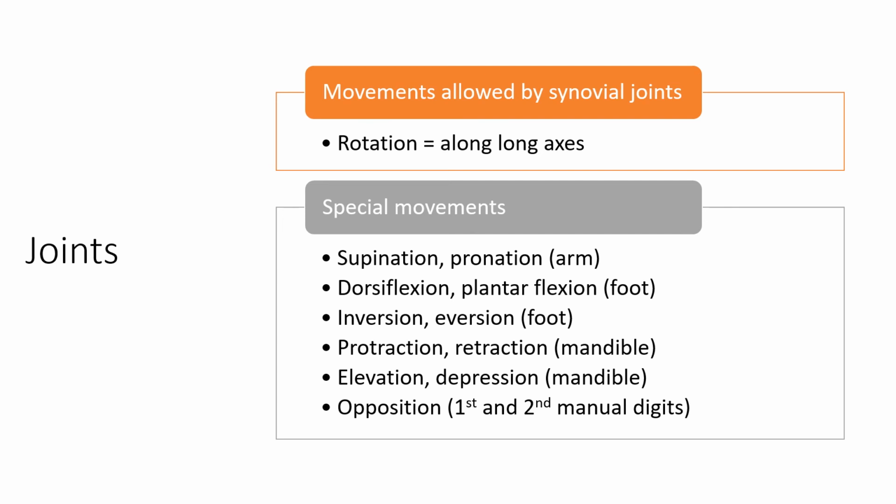Protraction, retraction, you can protrude, push forward your mandible or pull it back. Elevation, depression, same thing. You can close your mouth, you can elevate your mandible, or you can open your mouth, depress your mandible. And opposition is with your digits, where you can touch your thumb to your forefinger. Those oppose one another, and the muscles that help do that have their own special names. As opposed to being a flexor or an extensor, they have opponens in the name.